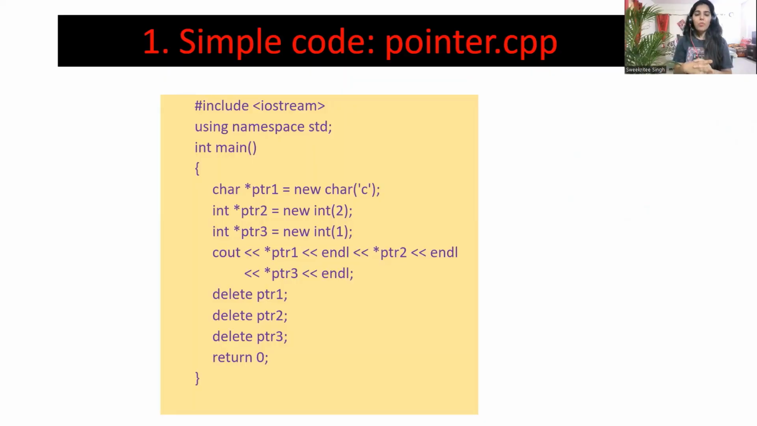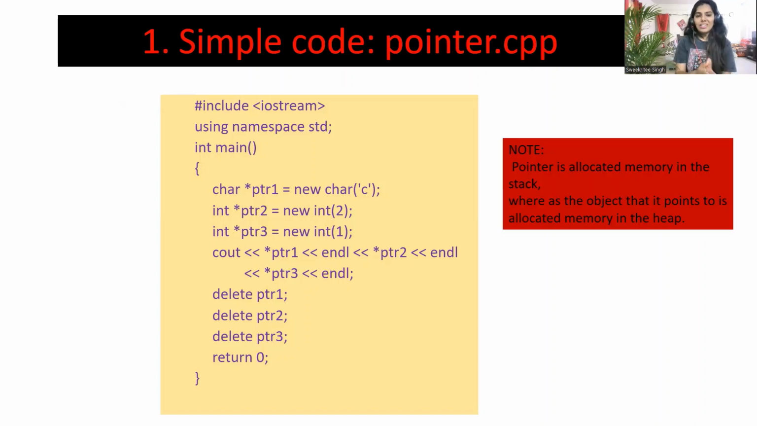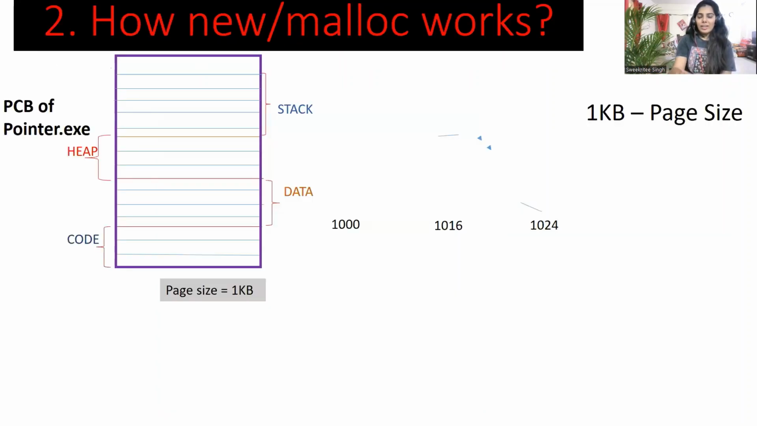C++ program pointer.cpp. Here a character pointer and two integer pointers are allocated memory using dynamic memory allocation. And then we are printing the values that are allocated. And then finally we are deleting the pointers that we had allocated memory for. In this case, for example, char star ptr1 equal to new char c. Here ptr1 is allocated memory in the stack, and the memory for the character which is being pointed to by ptr1 is allocated in the heap. Okay, let's understand in more detail.